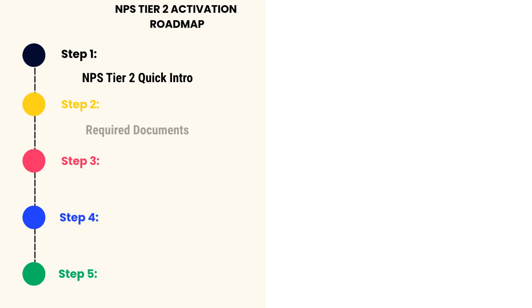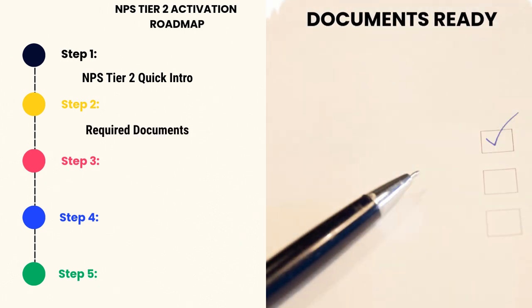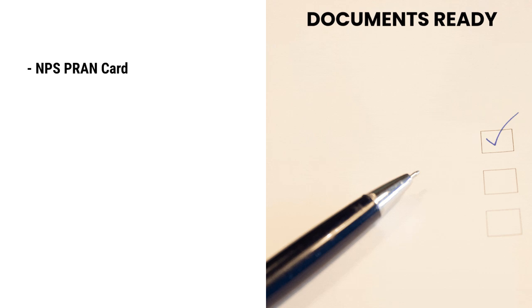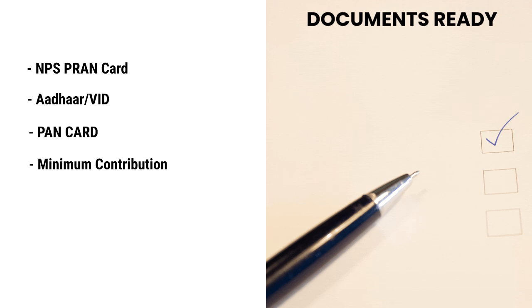Step 2: required documents. Before you start the activation process, keep the following documents ready. Your PRAN, the existing Tier 1 account number. Aadhaar or VID, virtual ID: a 16-digit Aadhaar number or virtual ID for OTP authentication. PAN card, a scanned copy of the PAN card. A minimum contribution of 1000 INR is required. Bank details: the bank account linked with your PRAN for contribution and withdrawal.